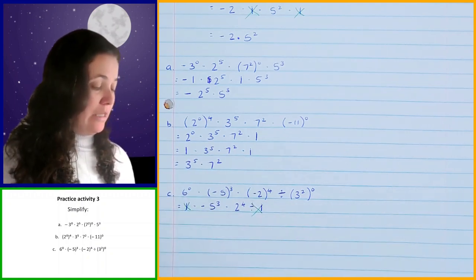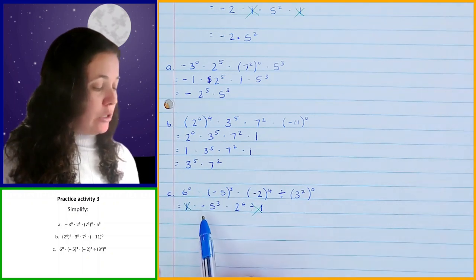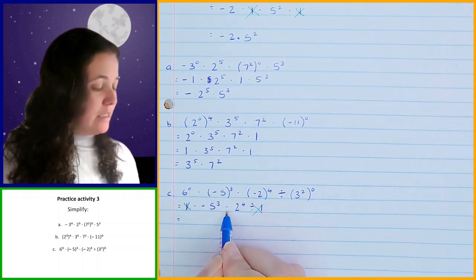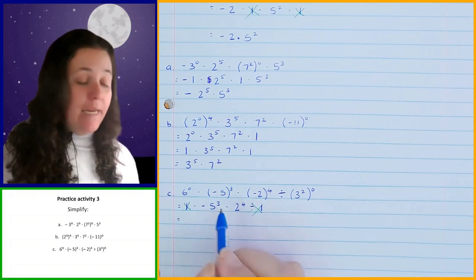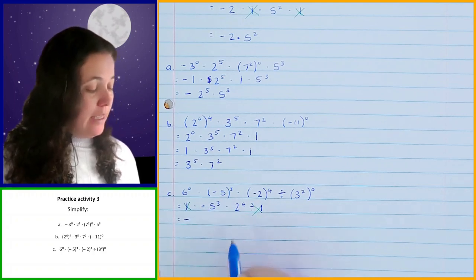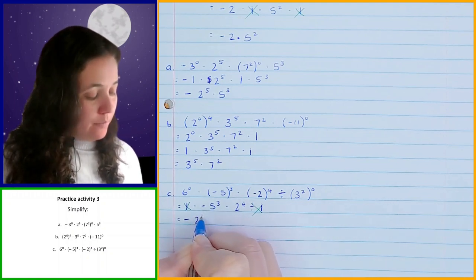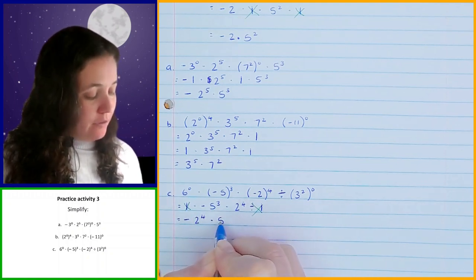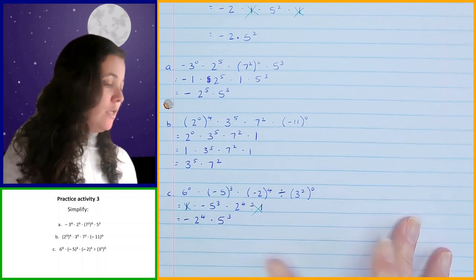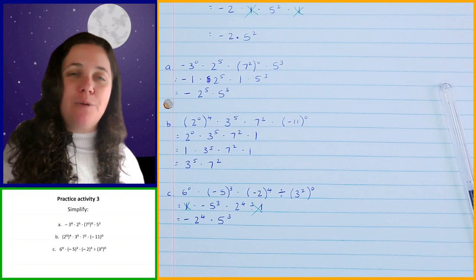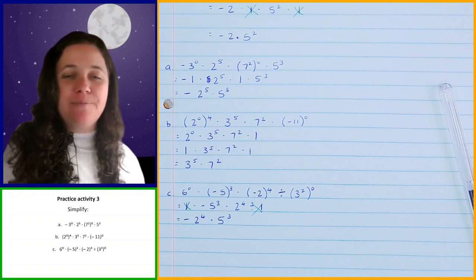Again, this divide by 1 isn't going to make any difference to anything that I'm doing, and this 1 over here isn't either. So I just have to worry about what I'm left with over here. So I've got negative 5 cubed times 2 to the power of 4. I've got 1 negative, so my answer is going to be negative. And then I'm going to write them in numerical order. So I've got 2 to the power of 4 times 5 cubed. So I'm writing my bases from smallest to biggest. And that's what you should have got for that example. Right. That is how we work with the power of 0.